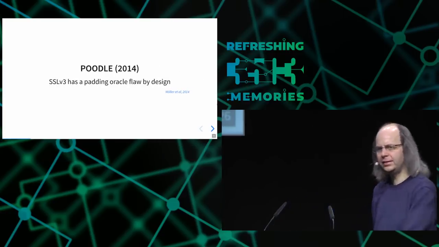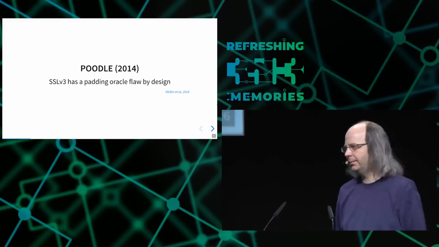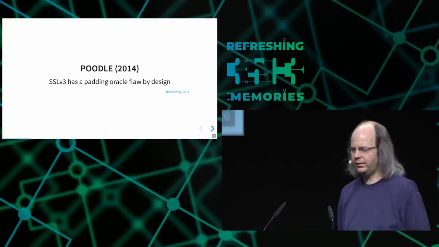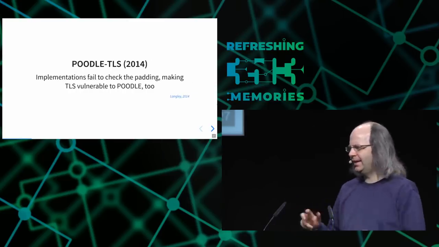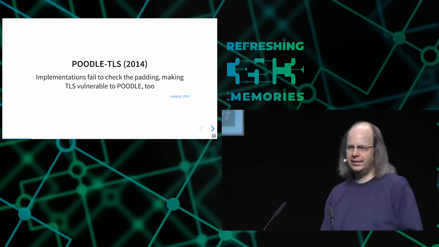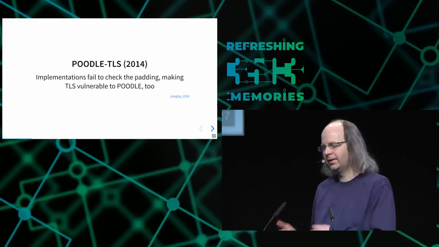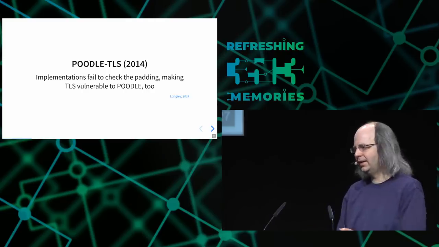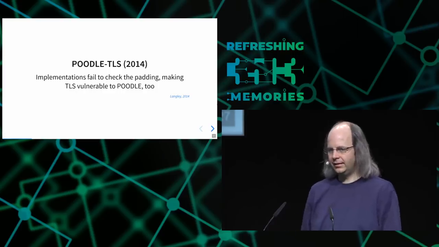Then there was another padding oracle, which was called Poodle, which was in the old version SSL3. And this was kind of by design. So the protocol was built in a way that you could not avoid this padding oracle. Then it turned out that there was also kind of a TLS variation of this Poodle attack. The reason here was that the only major change between SSL version 3 and TLS version 1 was that the padding was fixed to a specific value, where in the past it could have any value. And it turned out that there were TLS implementations that were not checking that, enabling this Poodle attack also in TLS.